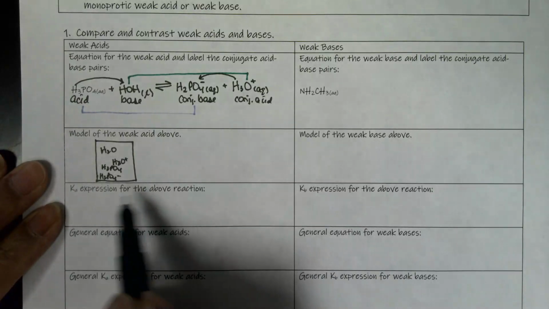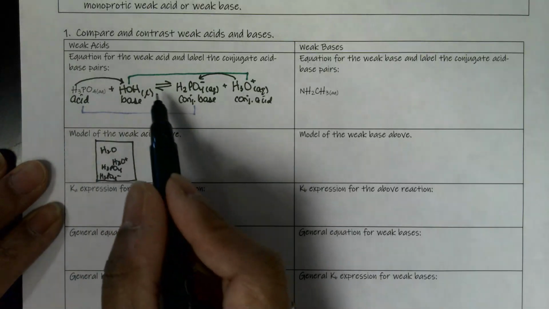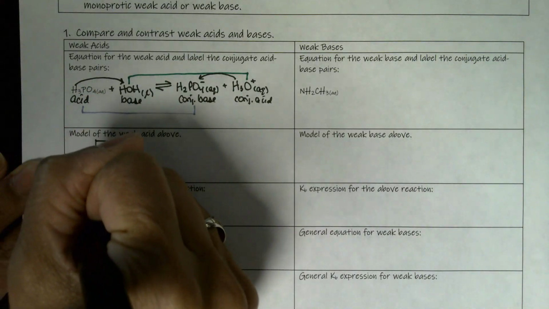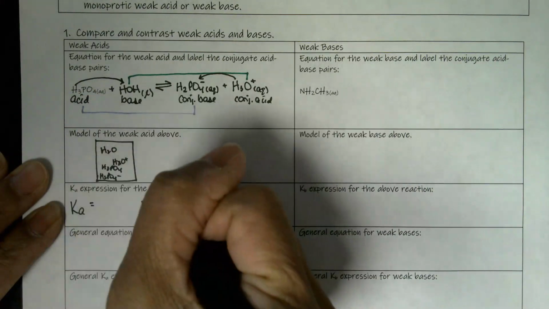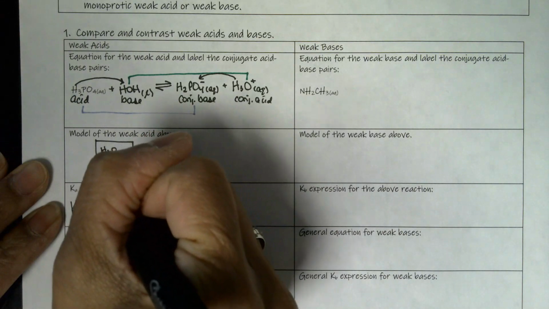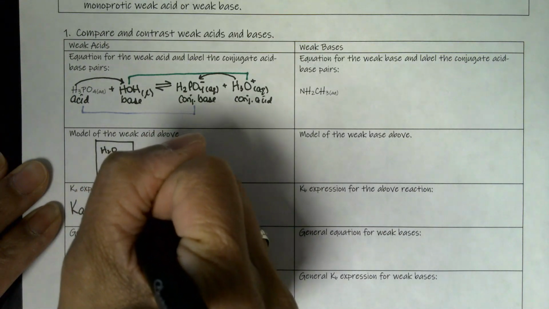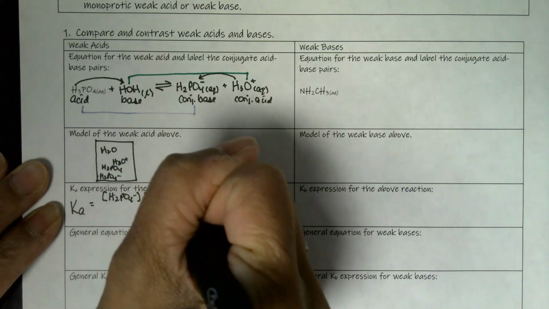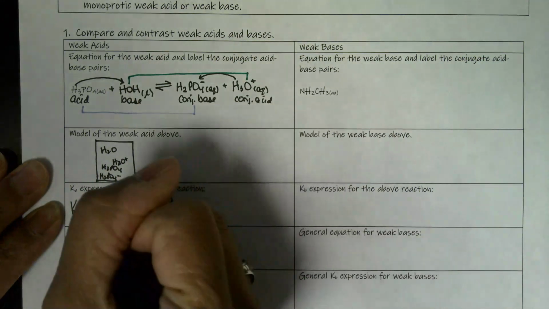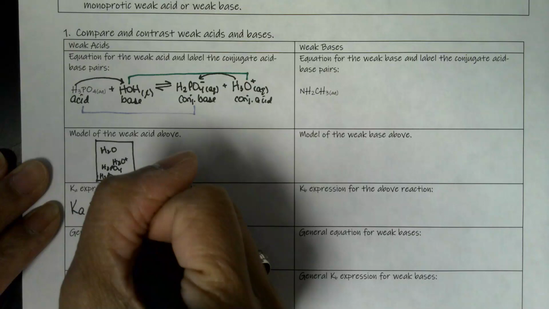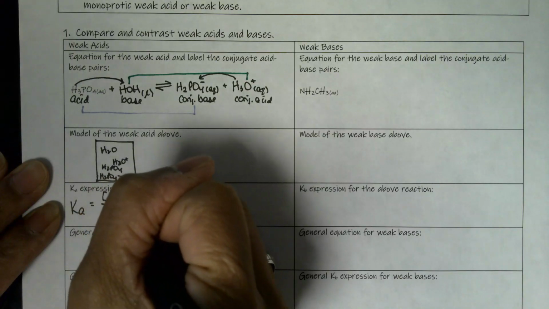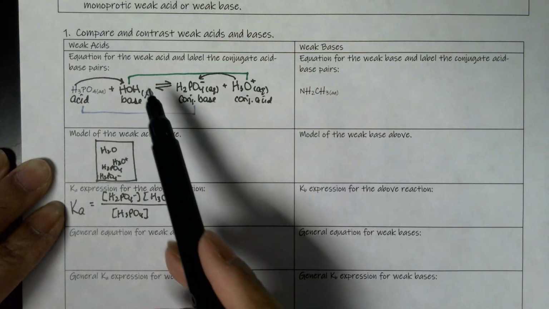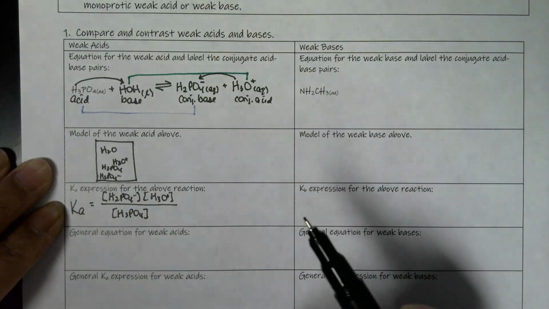So let's do the K expression for this. Note that because this is an equilibrium, we can do a K expression. And this is the Ka because it's for an acid. So we have the concentration of our products, H2PO4 minus, times the concentration of our acid, H3O plus, over the concentration of our H3PO4. And we are not including water in there because water is a liquid.